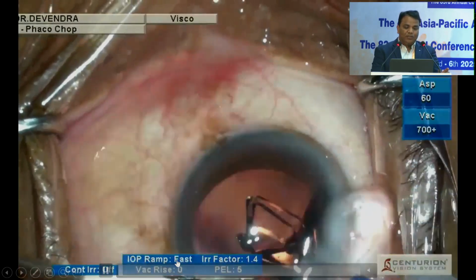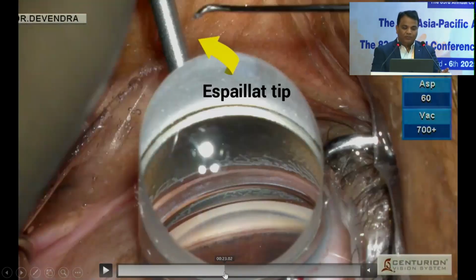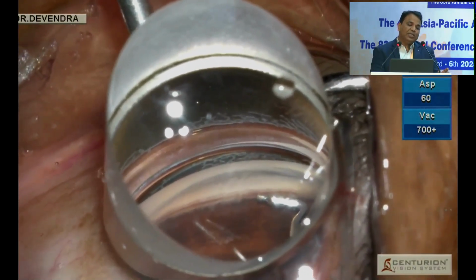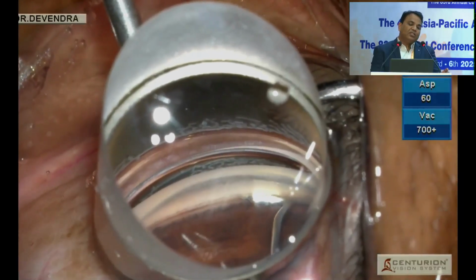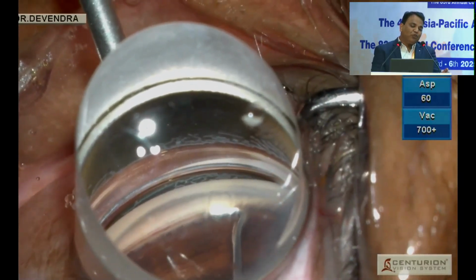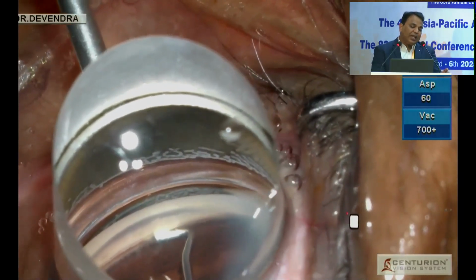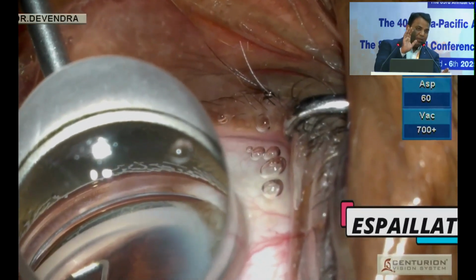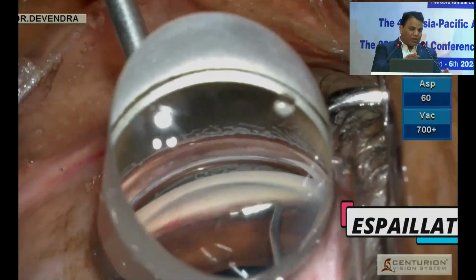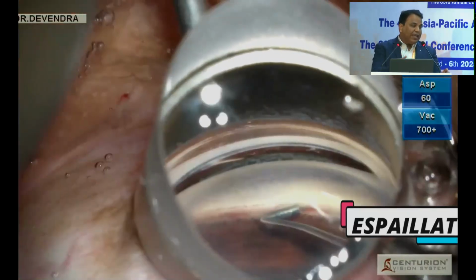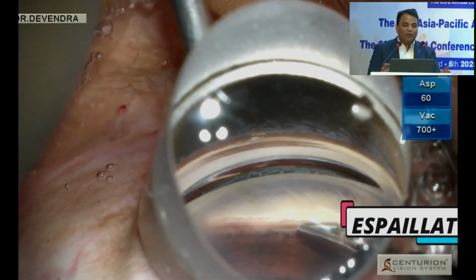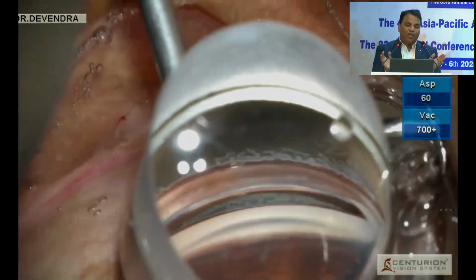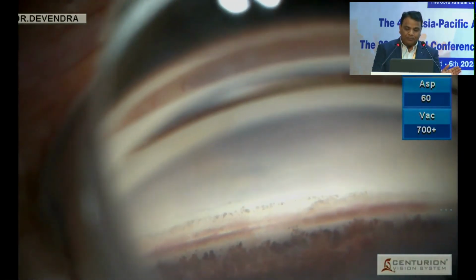Another video. This video shows the same procedure. We are going from the inferior to the superior, scratching it, lifting it, and keeping the tissue in the canal only. We are taking the tissue, but we are not taking it out of the eye. Everything is there only, and sometimes this tissue helps to keep the canal open.